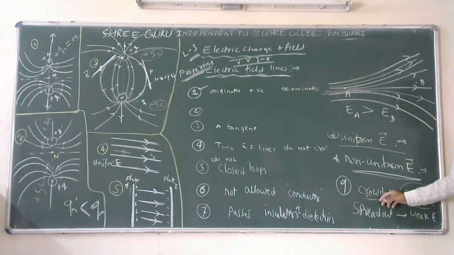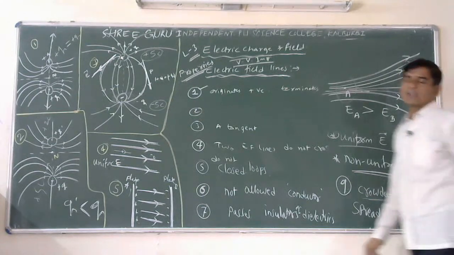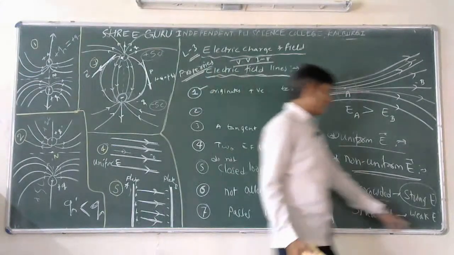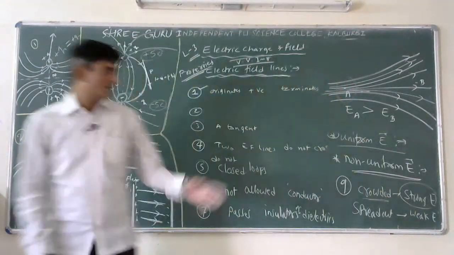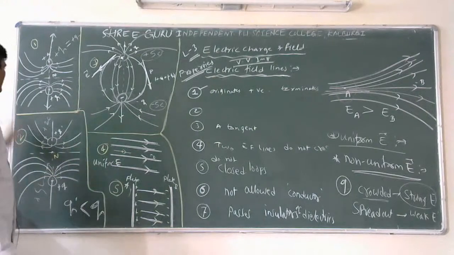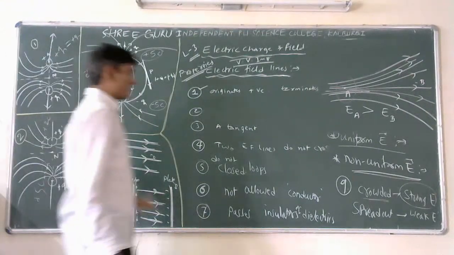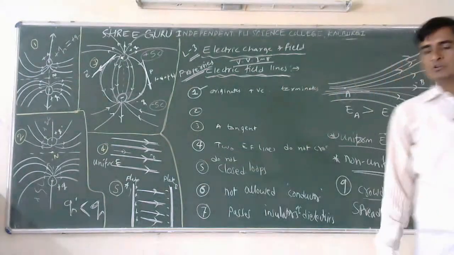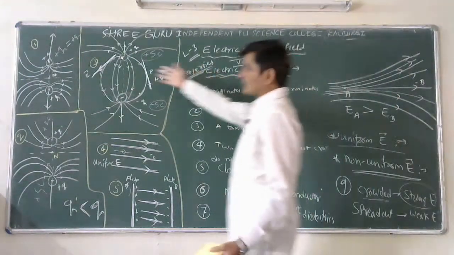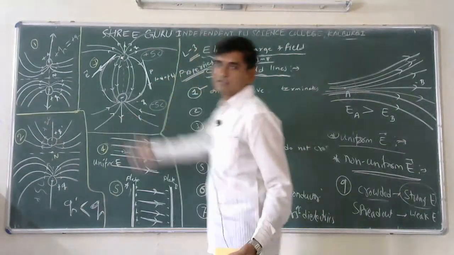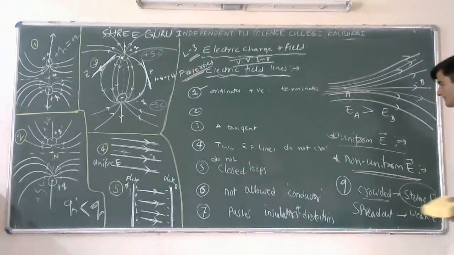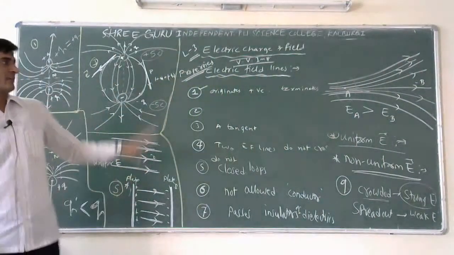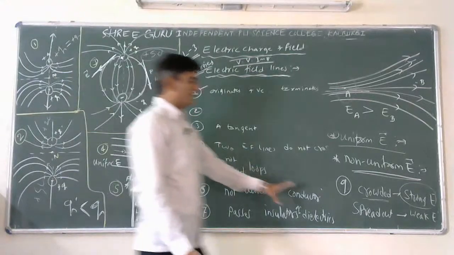That is the ninth point. What is that ninth property? Electric field lines are crowded in the region of strong electric field and they are spread out in the region of weak electric field. Hope you understood. Did you understand all these diagrams? Sometimes they will ask the diagrams also, to draw the diagram of electric field intensity of different charge distributions. So these all are properties of electric field lines. These properties are very, very important. They are asked in the exam many times.